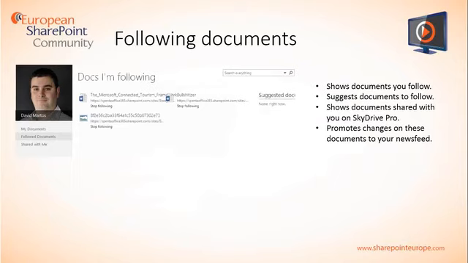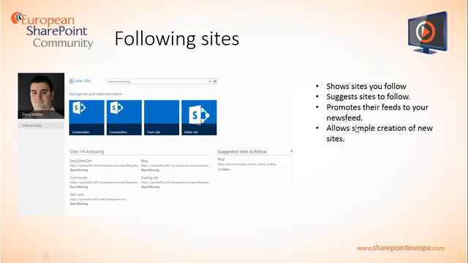If you follow sites, you will see on this page the sites you follow. It will suggest sites to follow based on some elements like membership and so on. The system promotes these sites' feeds to your newsfeed, as you have seen before, and allows simple creation of new sites. If you see this New Site button next to my picture, it's a very simple way to create a new team site. You just type the title of the site and the site is created. That's great because it's very simple, but it gives me the idea that the best way of working with social is working with team sites and not community sites, because this button is actually creating a team site.